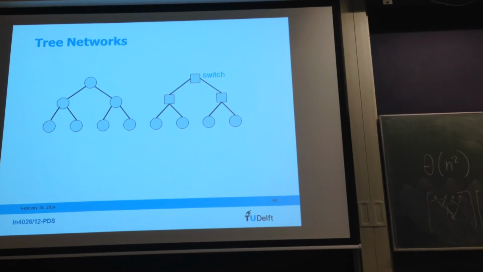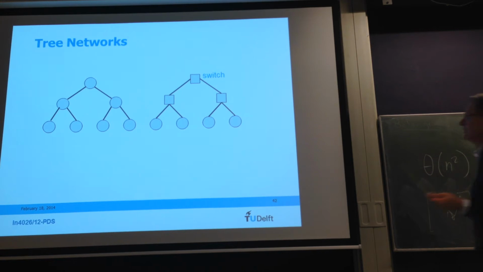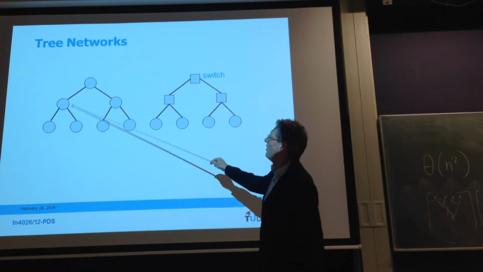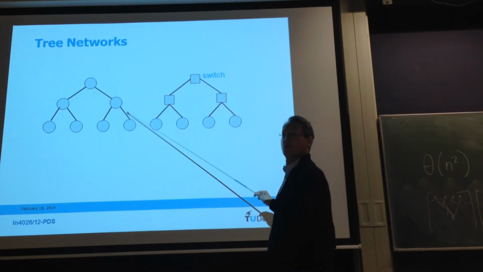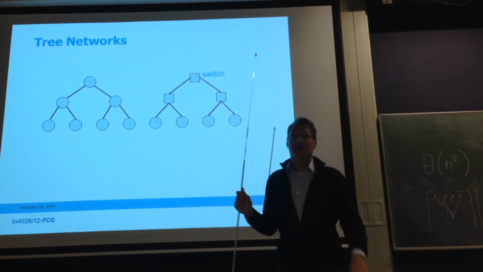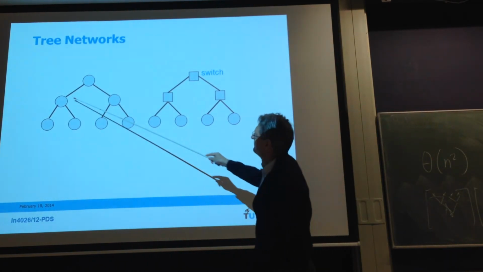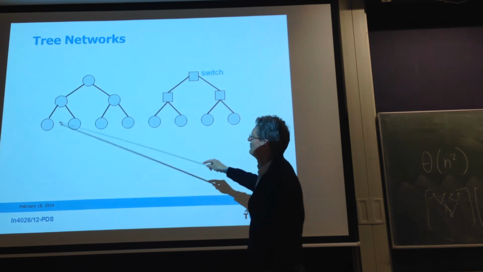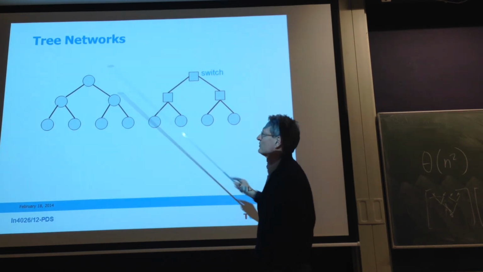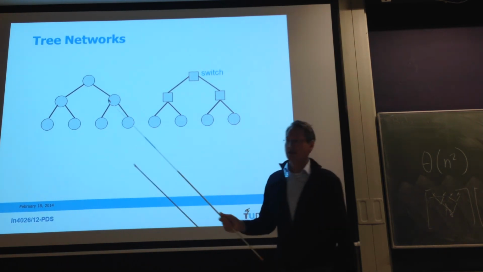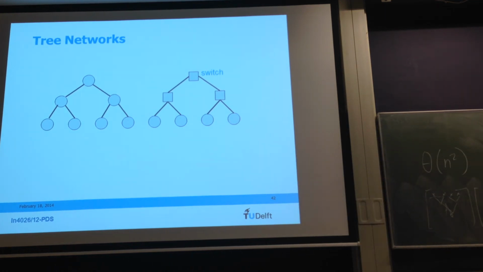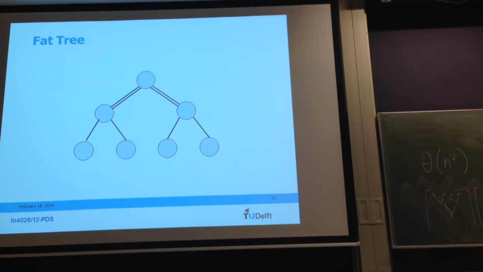Tree networks also have a form of logarithmic properties, right? Because it only takes a log to go from one end to the other end. So they have a similarity with the hypercube in that the distance is logarithmic. The problem is, if a message has to go from one half to the other half, there's some contention in this part of the system.